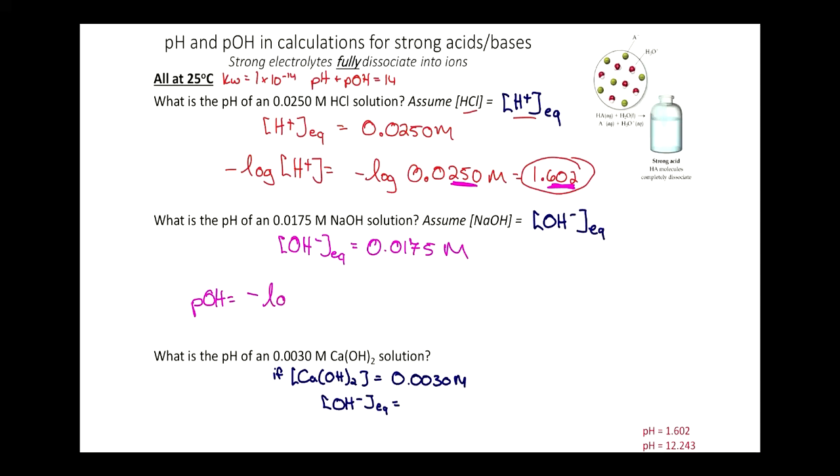So I'm going to do negative log of that hydroxide number, so 0.0175 molarity. I didn't calculate what that is, negative log 0.0175. And so I get that this is 1.757, but is that number my pH? It is not, it is my pOH. So I need to do one little extra step, all right? That's my pOH. I need to do 14 minus that pOH to get me my pH. So I'm going to subtract that number from 14 and get that my actual pH is 12.243, all right?